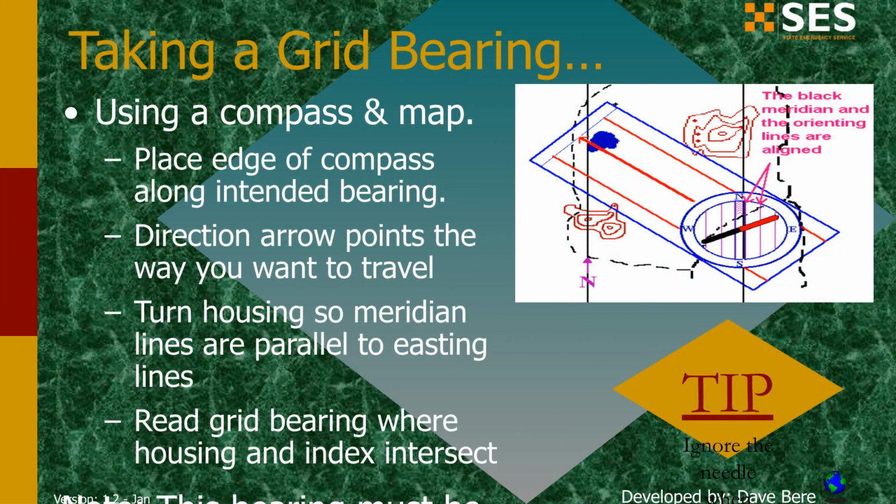To take a grid bearing, place the compass edge along the intended line on the map, pointing the direction arrow toward travel. Rotate the housing until the meridian lines are parallel to the eastings. Read the grid bearing. This must be converted to a magnetic bearing for field use.